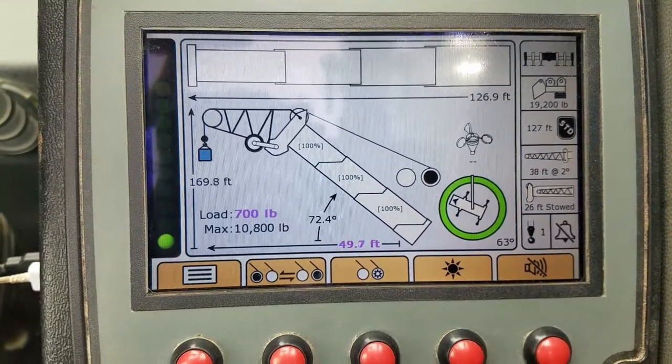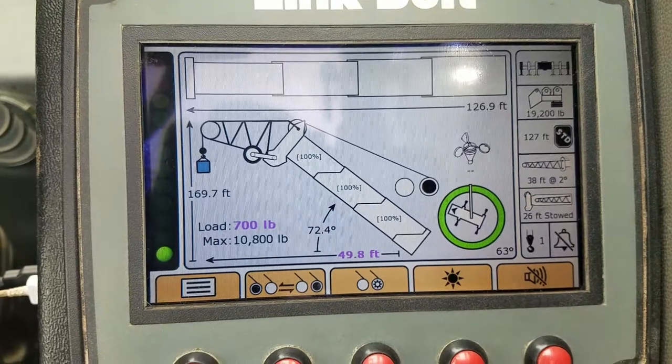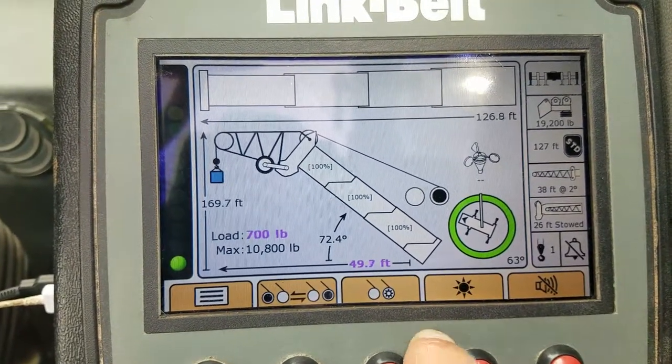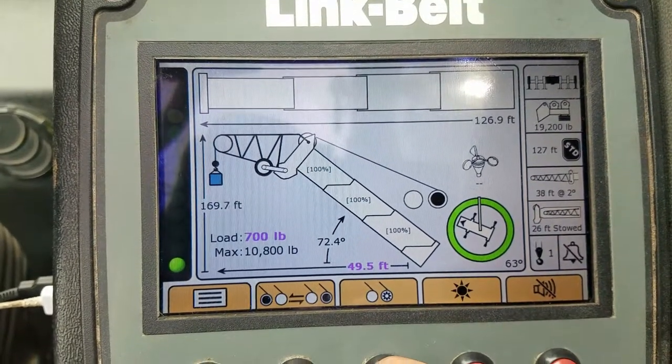This is in just about every Link-Belt crane I've ever been in, even the truck cranes or the hydro crawlers and all the pickers. They all have the same thing, which makes it easy.